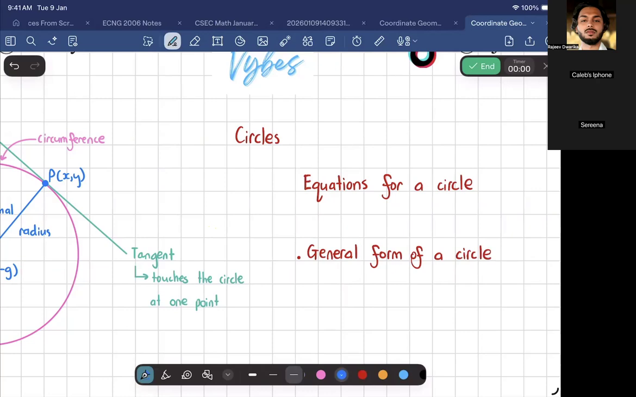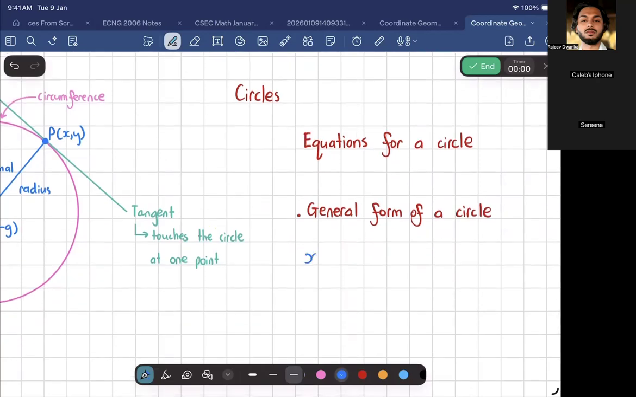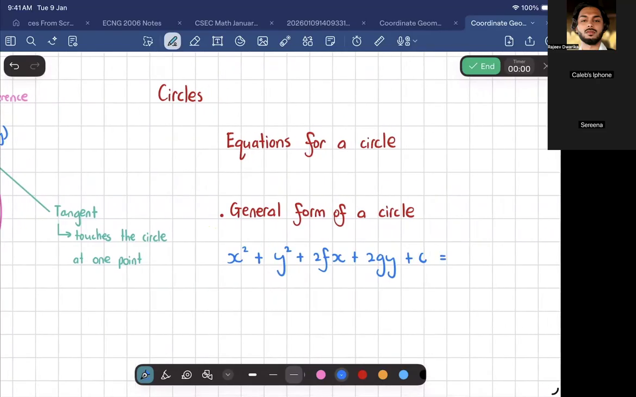So the general form of a circle looks like this. It is x squared plus y squared plus 2fx plus 2gy plus c is equal to 0. Don't worry, you'll remember it over time.